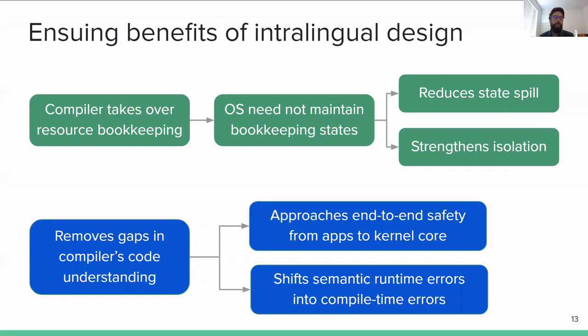Intralingual design also removes gaps in the compiler's understanding of code because there's no black boxes anywhere in the system. This allows it to approach end-to-end safety from applications to the kernel core, and it shifts semantic runtime errors into compile time errors, much like Rust already does.